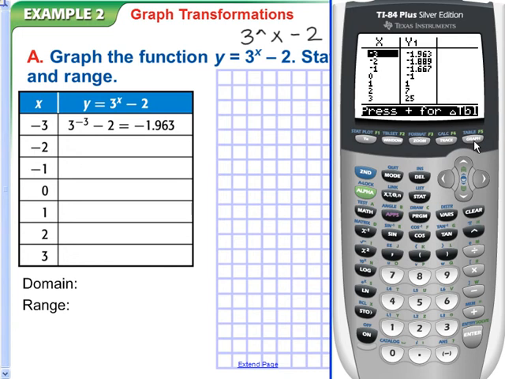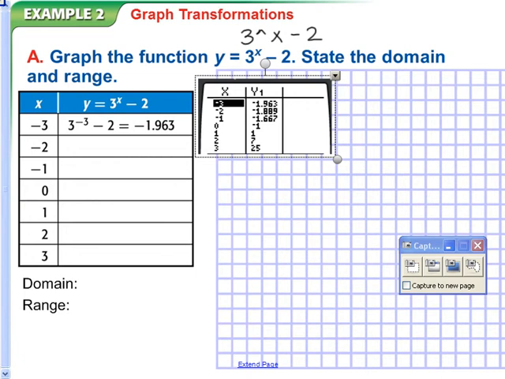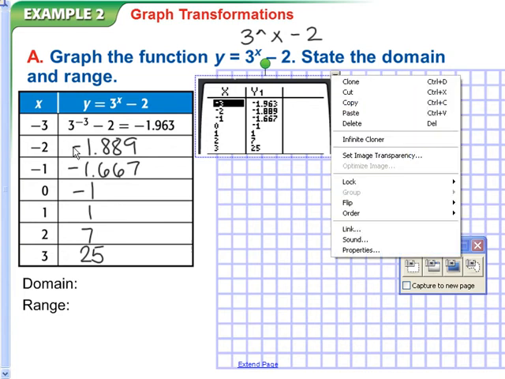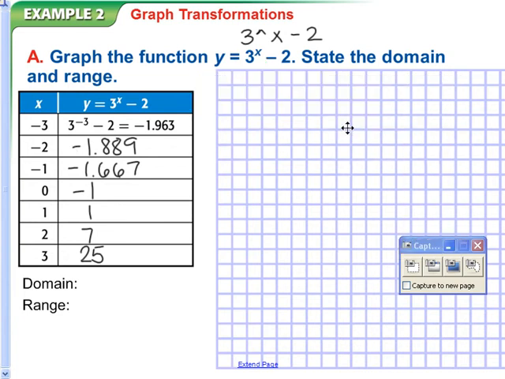And then those are my values that I need to write down. So -1.963, that's already there. And then we'll copy down the rest of them. So I took a little picture so that I can see it, and we'll just copy these down. Okay, then let's graph it.